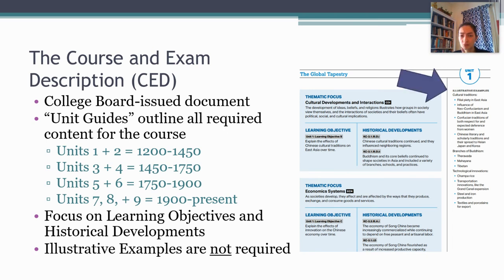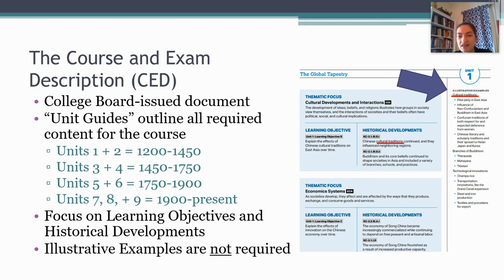So let me walk you through what to do when you see these long lists in the margins. What these are doing is they're taking some information in the historical developments and trying to elaborate on them without telling you that everything is required, right? So if I'm reading this first historical development over here, it's reading Chinese cultural traditions continued and they influenced neighboring regions. That's a pretty generic statement. If you write on the exam, Chinese cultural traditions continued by itself, you're not going to get a whole lot of points for anything. So what they have done is said, well, hey, let's take a look at some examples of cultural traditions that continued in China in this period that your teacher might want to zone in on, right?